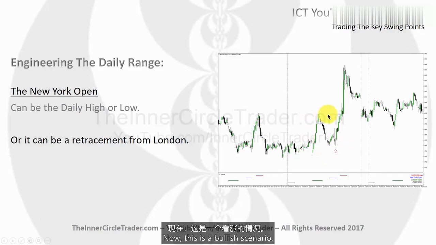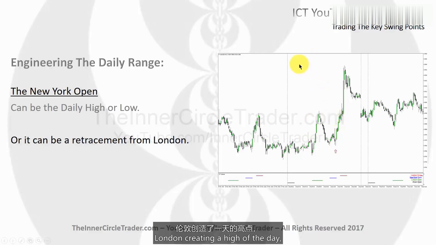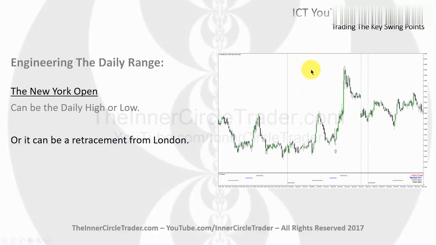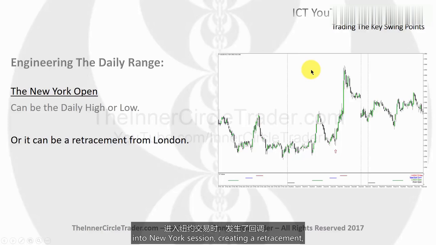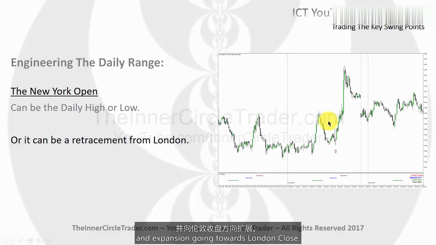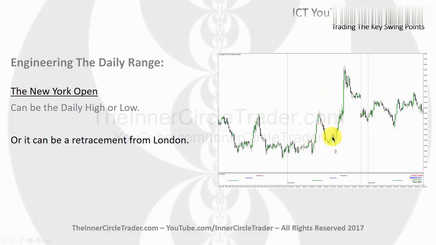Now this is a bullish scenario. It would be just as effective if it was London creating a high today. It trades lower during the London session, then retraces up into New York session, creating a retracement, which is a classic continuation on the bearish idea or down close premise for the daily range for your particular market, and expansion going towards London Close. So everything we're showing here can be done in reverse.